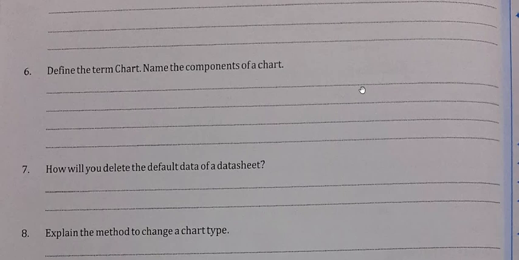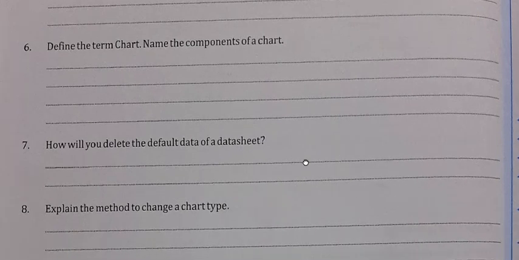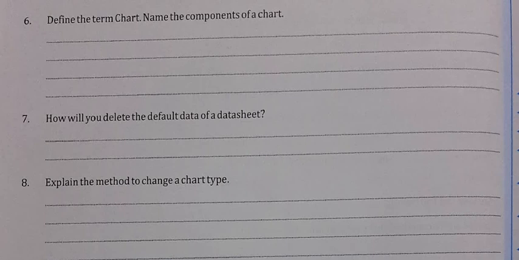Okay. Now define the term chart, name the components of a chart. So chart is what? It is an effective way to display data in a graphical or pictorial form, right? You can easily analyze the difference if you show it using a chart. You can easily compare the growth, relationship, everything. So what are the components of a chart? We have seen category axis, value axis, then legends, right? And other components are data series, category name, title, grid lines. All these are components of a chart, right?